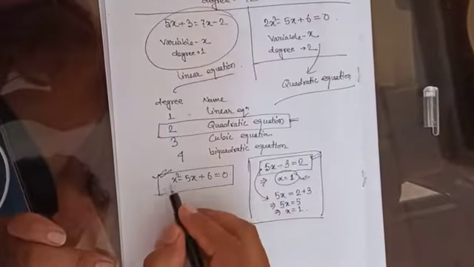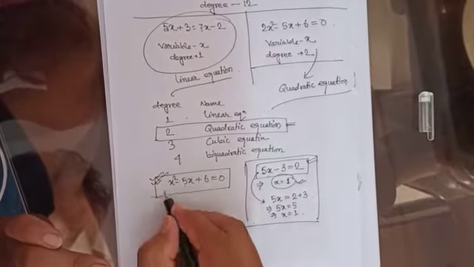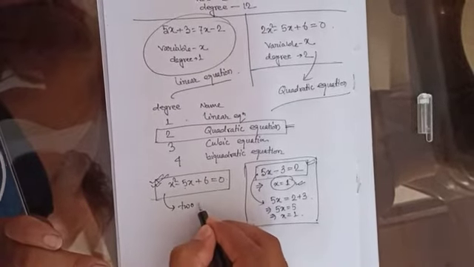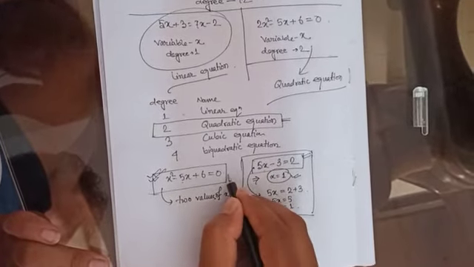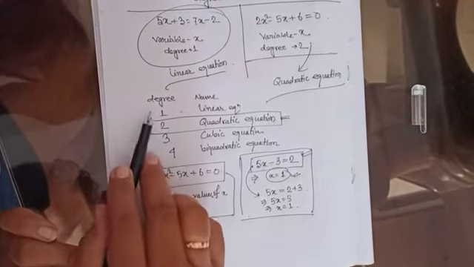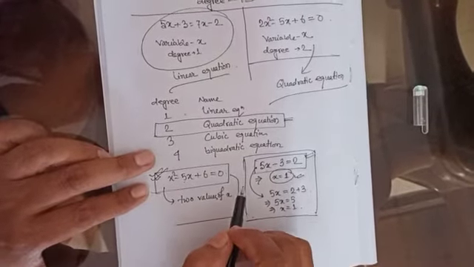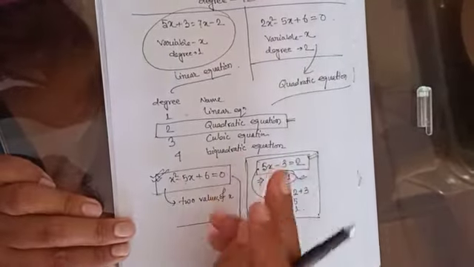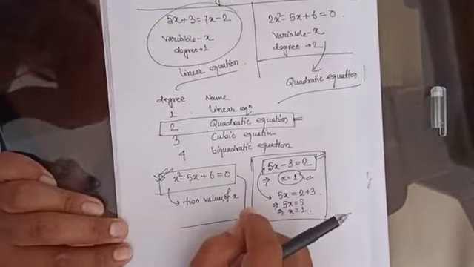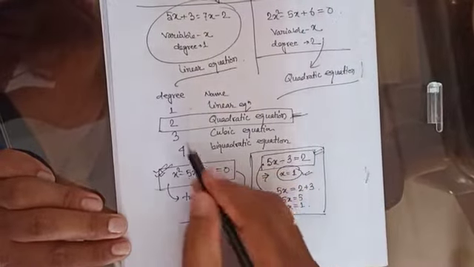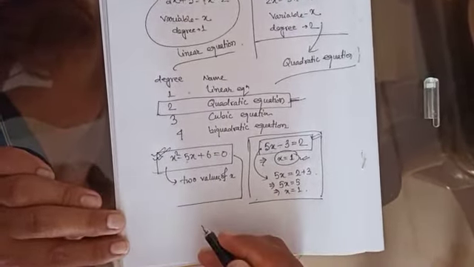The most important thing: if you have a quadratic equation, since the degree is 2, you will get two values of x. The degree is equal to the number of solutions of the variable. If you have a 3-degree equation, you will get 3 values. If you have a 4-degree equation, you will get 4 values. Quadratic means degree 2, so we will get 2 different values. They may also sometimes be equal.